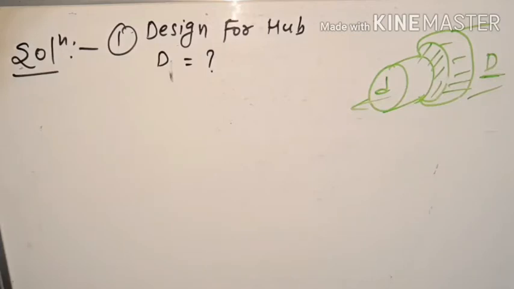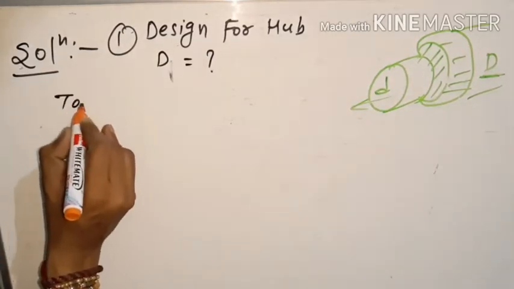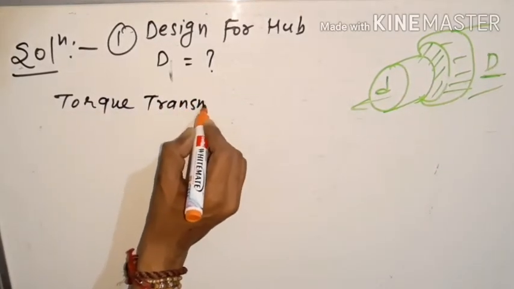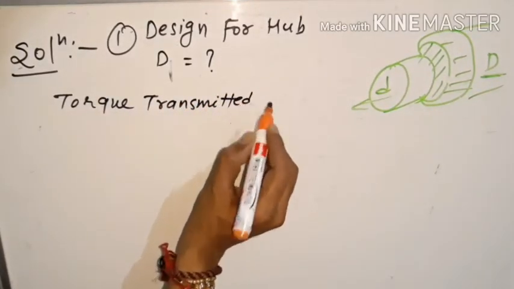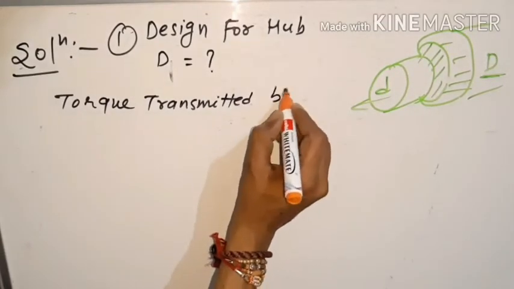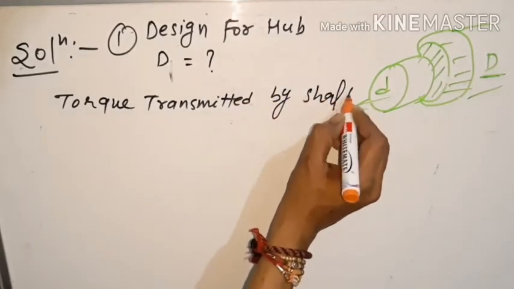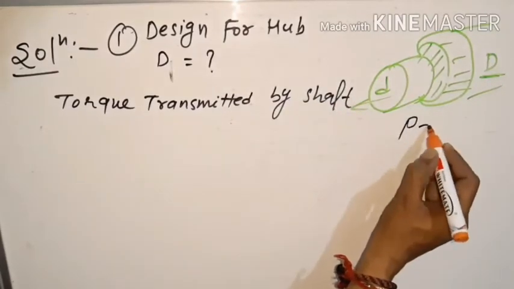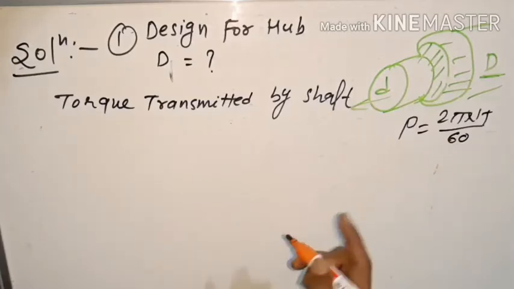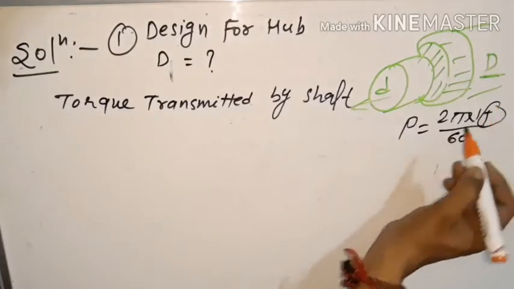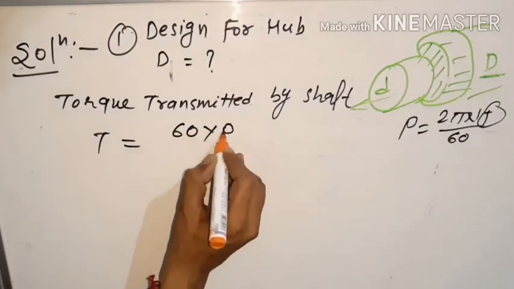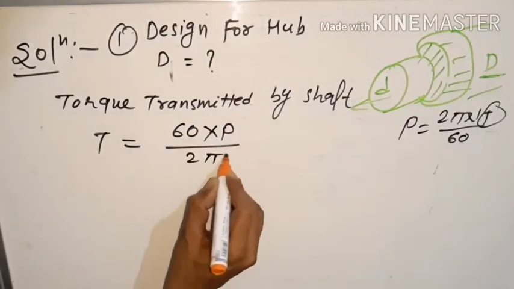Now, we all know the torque transmitted by the shaft in terms of power. So we know P is equal to 2 pi n T upon 60. You all know this very well. So now what is T? T is equal to 60 into P upon 2 pi n.